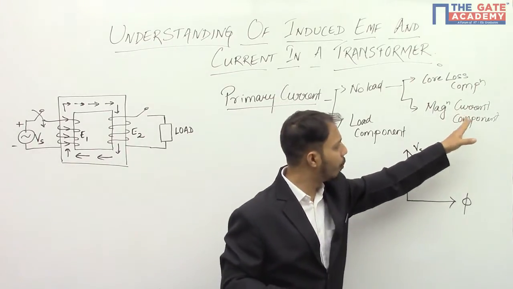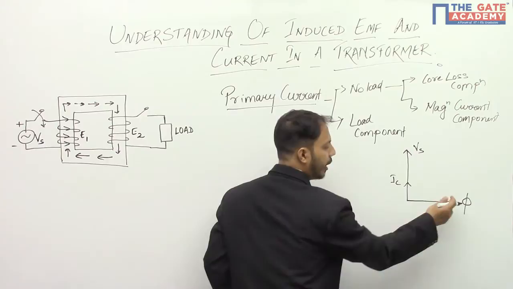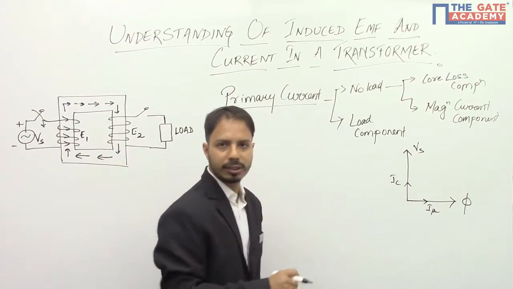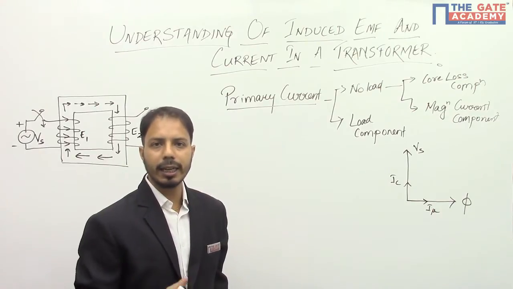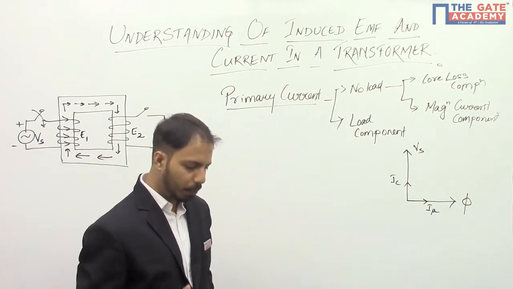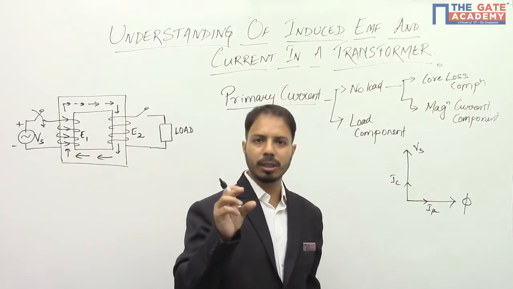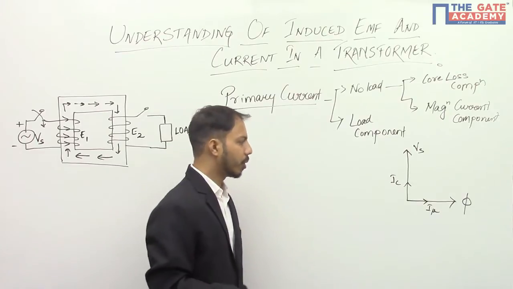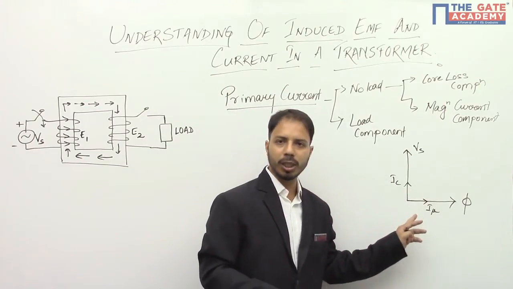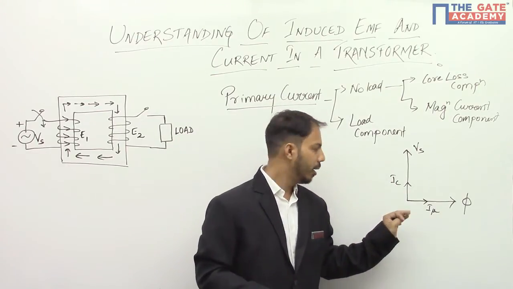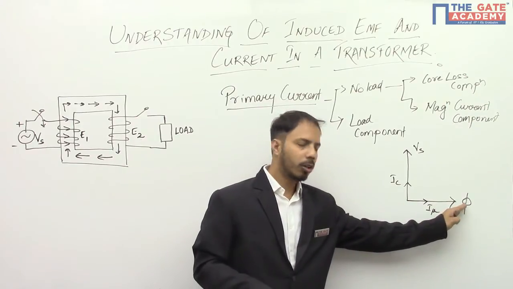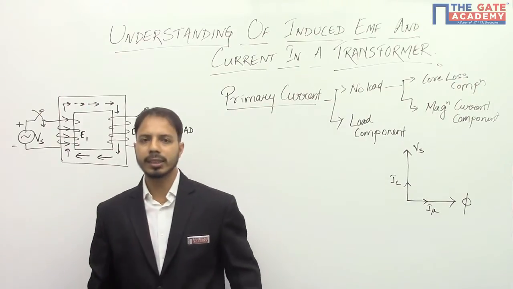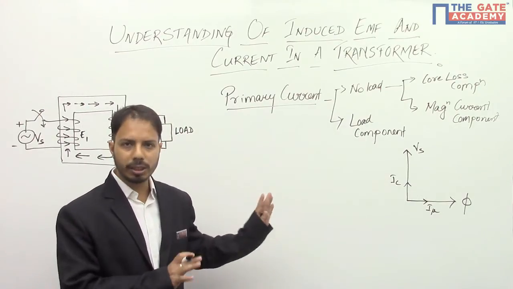This current component is responsible for creating the flux, and this will be along the flux. It's like an inductor current, right? If you connect a pure inductor across an AC source, then the current that will be flowing will be 90 degrees lagging from the source. And the flux will be in phase with the magnetizing current. So this is something which I expect that you know.